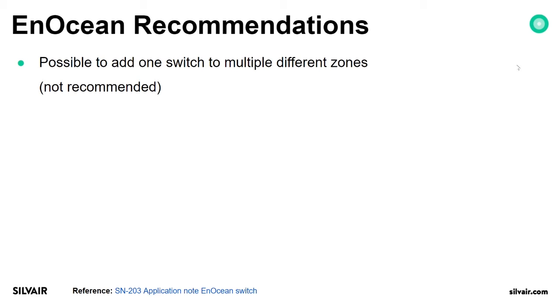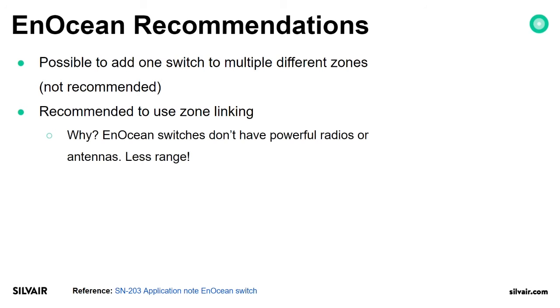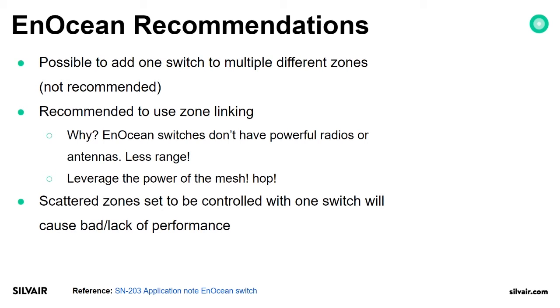Okay, so in Ocean recommendations, it's possible to add one switch to multiple different zones. It's not recommended. Instead, we recommend using zone linking. Just because Ocean switches don't have powerful radios or antennas and have limited range. Scattered zones set to be controlled with one switch will cause bad or lack of performance.